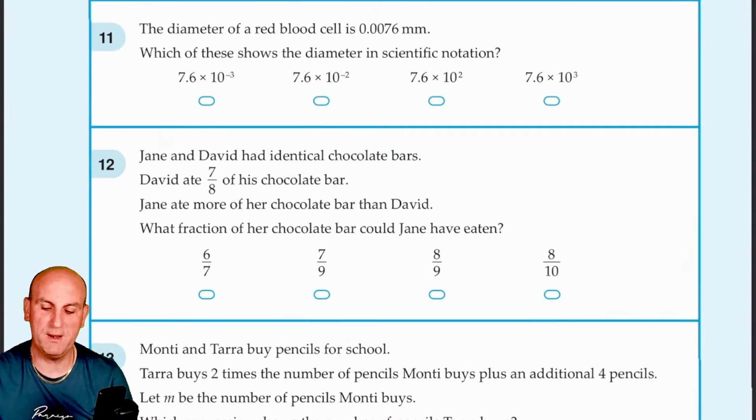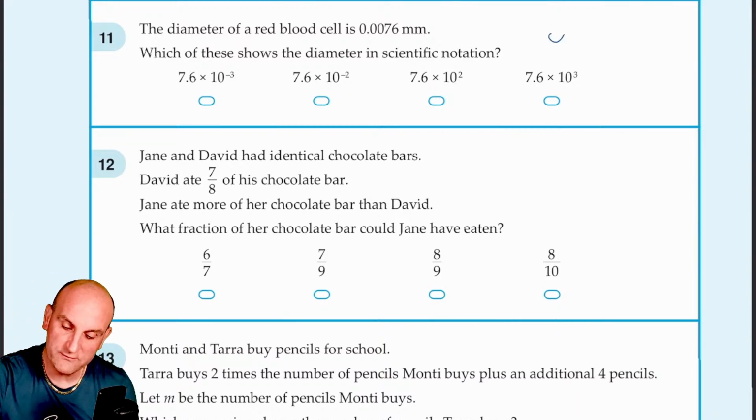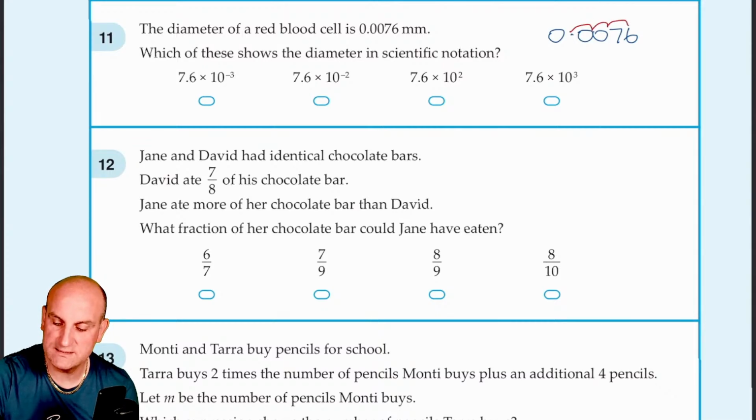The diameter of a red blood cell is 0.0076 millimeters. Which of these shows the diameter in scientific notation? Well, for scientific notation, we have to move our decimal point between the first two non-zero numbers, or at least after the first non-zero number. So if I have 0.0076, I want to move my decimal point from here, 1, 2, 3 places. So first things first, I'm going to have 7.6.